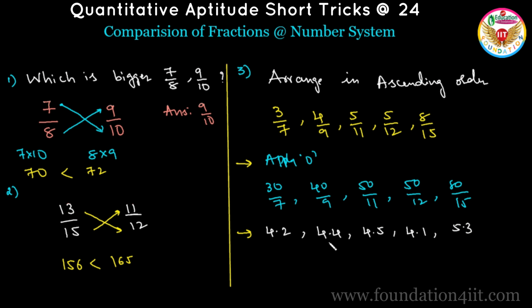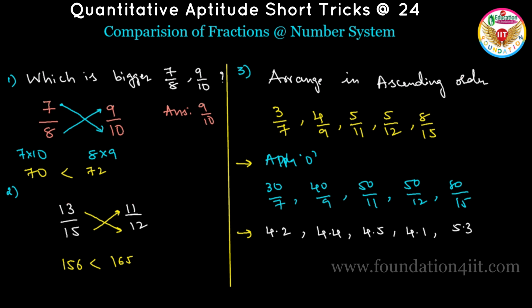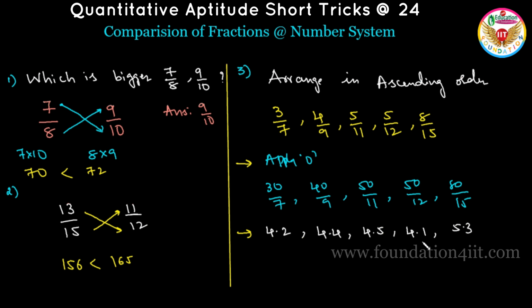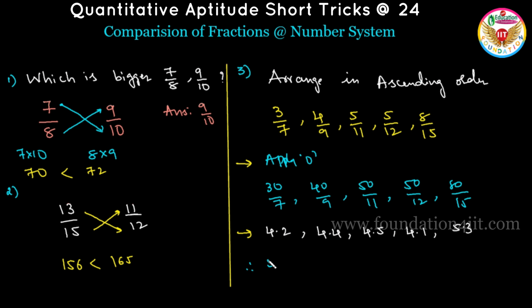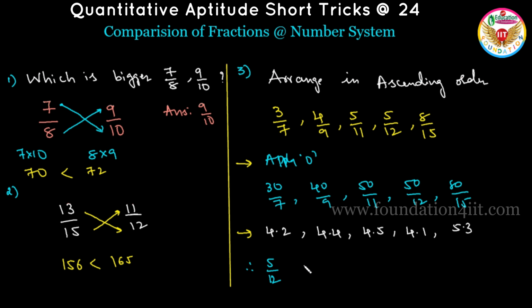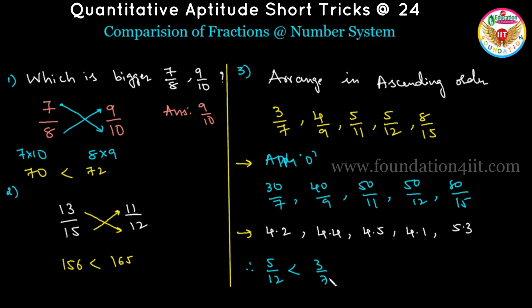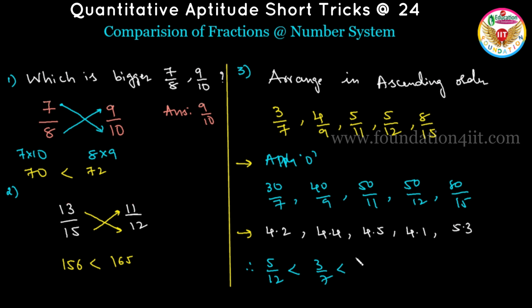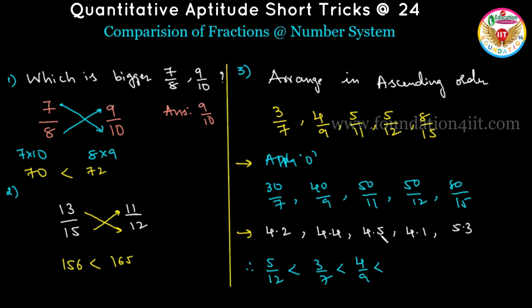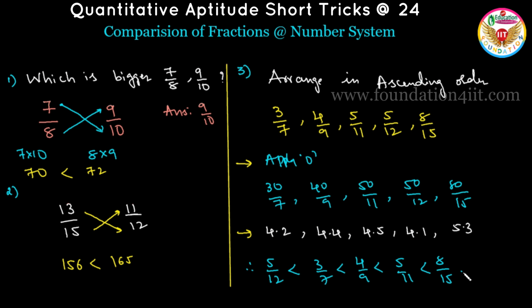Now observe this: 4.2, 4.4, 4.5, 4.1, 5.3. Which is the smallest? 4.1 is the smallest, so 5 by 12. The ascending order is therefore 5 by 12, less than the next smallest, 4.2, that means 3 by 7, less than the next, 4.4, so 4 by 9, less than 4.5, 5 by 11, less than the last one, 8 by 15.